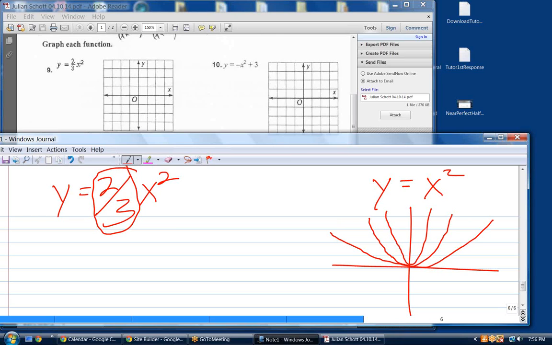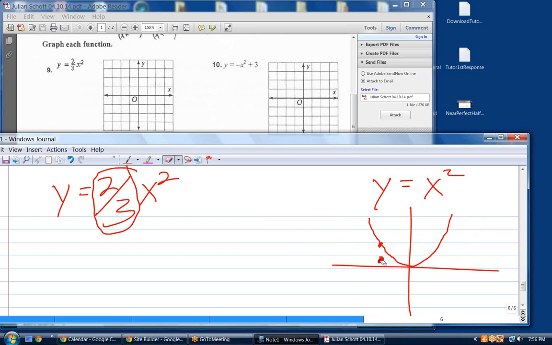The skinny one or the fat one? The skinnier one. No. Notice that with the fat one, every point is closer to the x-axis. Instead of this point being right there, it's down there. And in fact, it's actually 2/3 of the way. I didn't draw it very accurately.